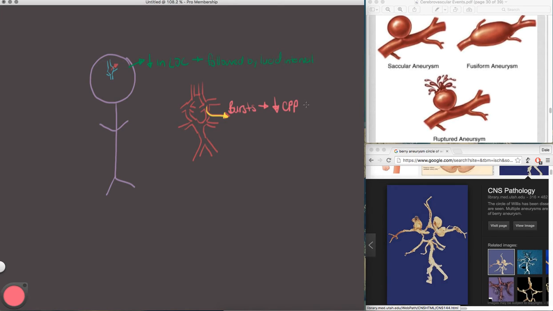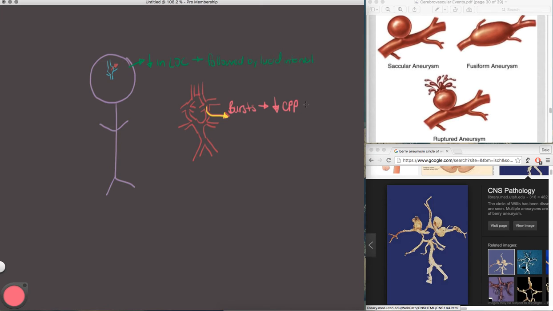Because of that drastic drop in CPP, the patient is going to go unconscious. If you think about someone who stands up too quickly or has orthostatic hypotension, the body can't compensate for that loss in blood supply to the brain, and they don't have enough oxygen supplied. The person goes unconscious, they lie flat for a little bit, and they return to consciousness when blood supply is returned. So what can happen in a berry aneurysm or subarachnoid hemorrhage is we have rupture of the artery.